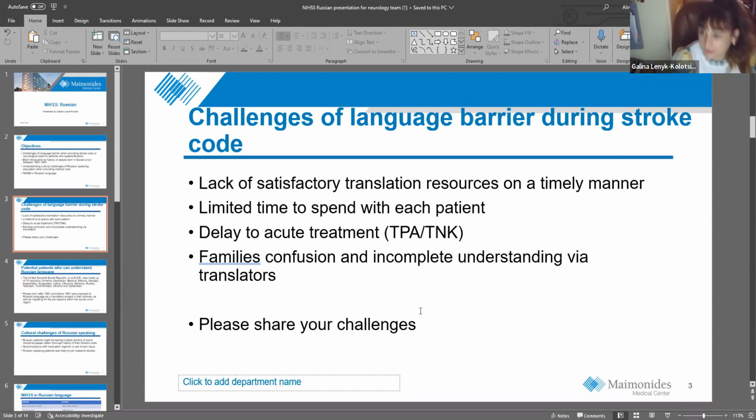So I wanted to ask if anyone can share some of your challenges. Can anyone share some of the challenges that you deal with every day? Minnie Kim, can you tell me any challenges that you have encountered with the language barrier during the stroke codes or your consults? Minnie, are you here? Okay, Minnie is not responding. How about who else we have here? Galina, what was the question that you just asked? I asked to share some of your challenges of the language barriers during the stroke codes or during the consults.